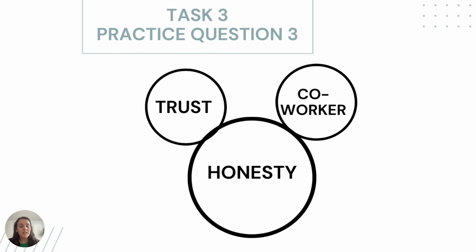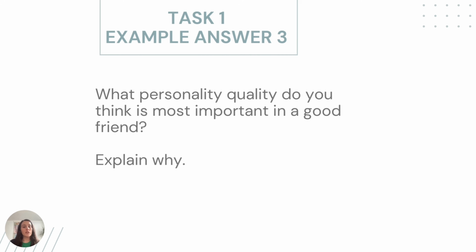Here's my Mickey Mouse. I'm going to say honesty. I'm going to add to that about how trust is built on honesty. And I'm going to give an example of a coworker. I think that the most important quality in a good friend is the quality of honesty. First and foremost, honesty builds trust, and trust is important for any relationship. And if it's a relationship at work, a friendship at work, it also makes me feel more productive. My own experience is an example of this.